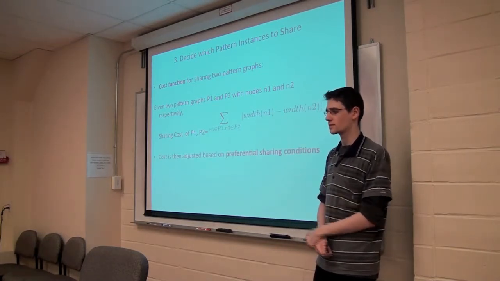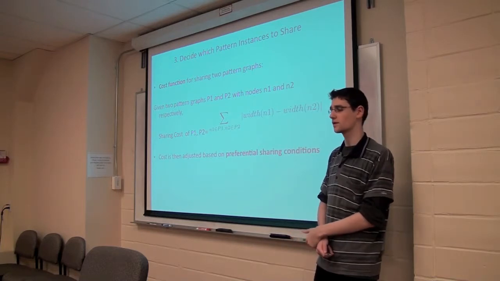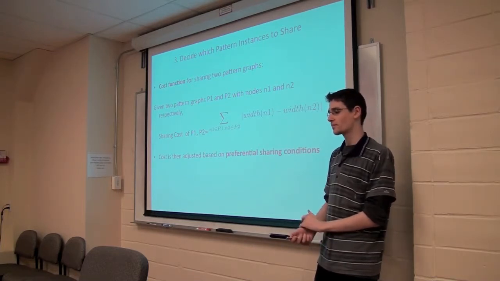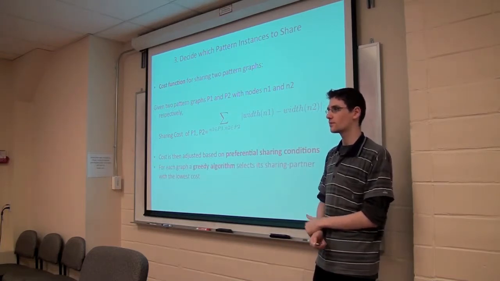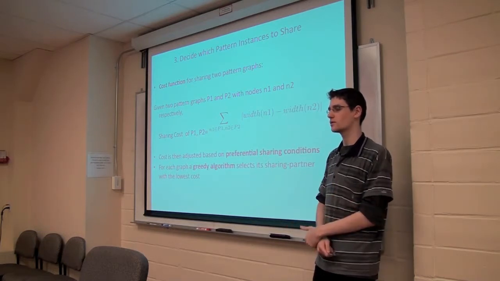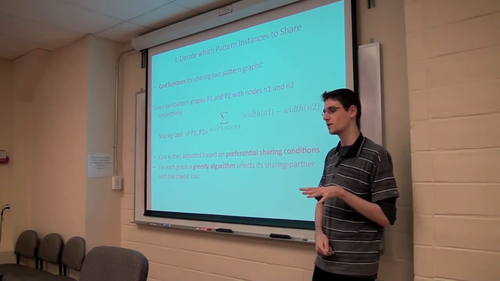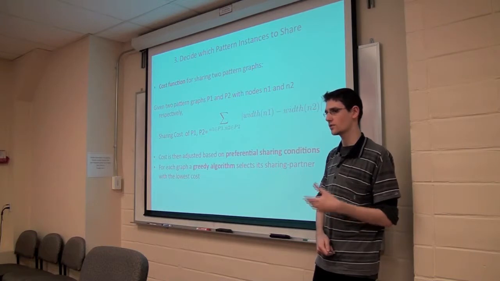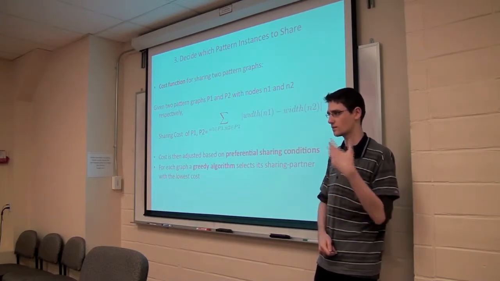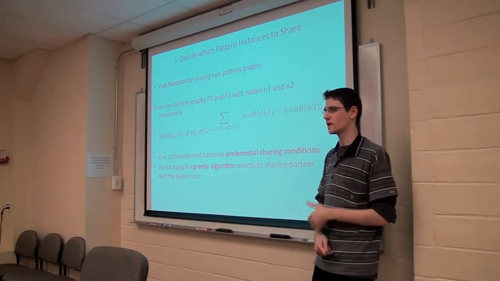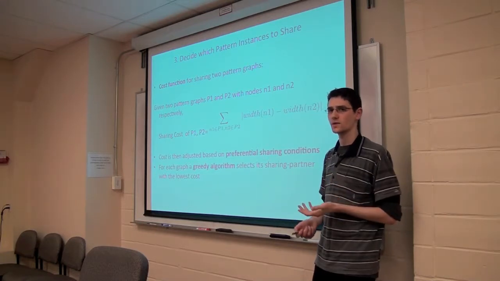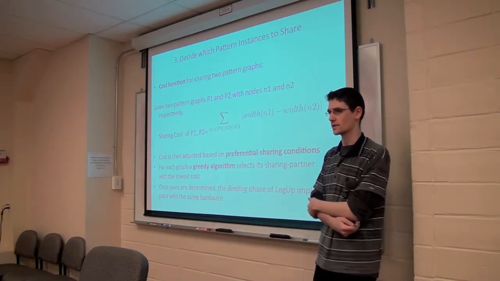We then adjust this based on certain preferential sharing conditions. I'll give an example on the next slide. And then finally, given this cost function now, we use a greedy algorithm which, given a graph, picks its potential sharing candidate with the lowest cost. And in this way, we do this iteratively and pair up all the graphs. And once we have these pairs, then we implement them using the same hardware.